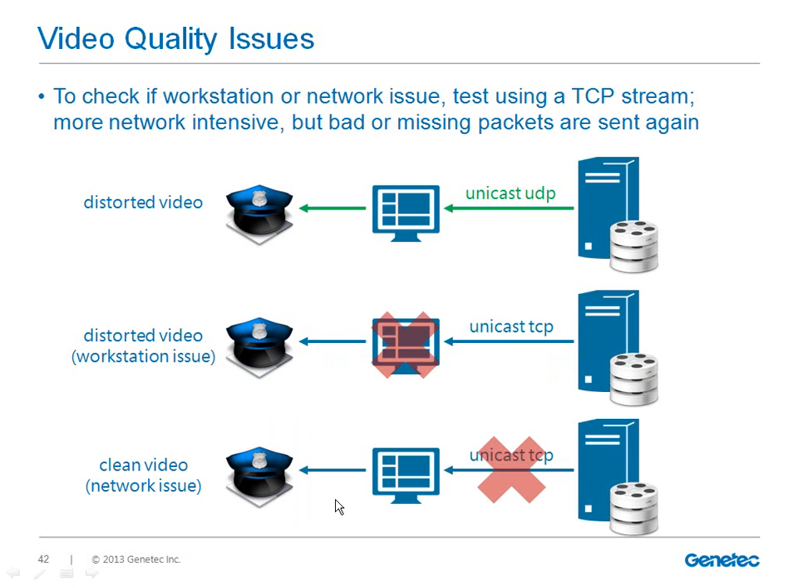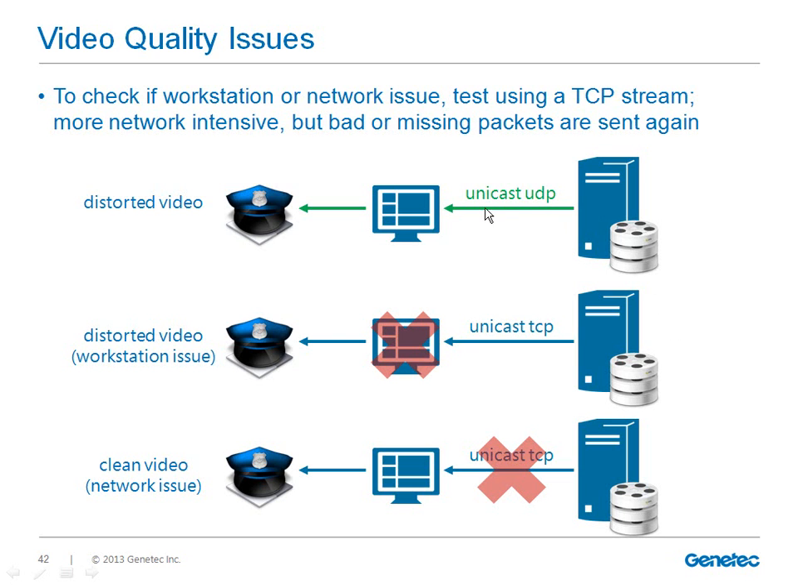Now, to check if the problem is occurring on the network or if it's a video issue on the workstation, you can try to change the stream to use TCP. Now, this is a more network intensive process, but if there are any packets dropped, they will be sent again and the correct image will be displayed.